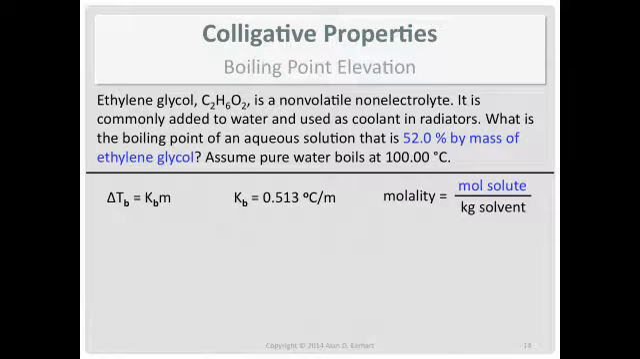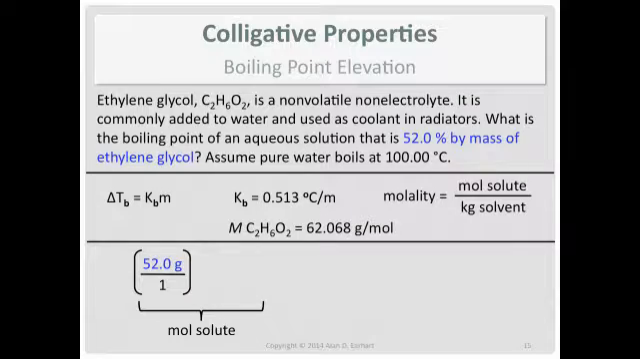Now we're told the mass percent, and we know molality needs moles, so we need the molar mass of ethylene glycol. We've calculated molality before, so I'm not going to spend too much time on the molality calculation. So to get the moles of the solute, we take the mass of the solute. Since it's a mass percent solution, I took 100 grams of solution, which means we have 52.0 grams of solute because of the percent. And we divide by the molar mass.